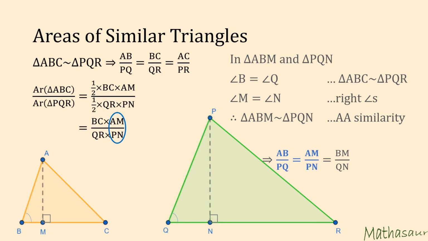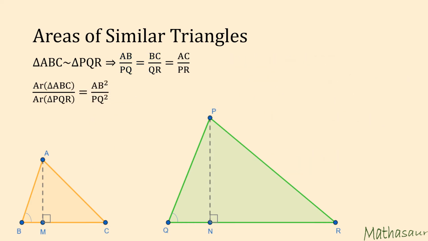Let us look at BC by QR now. Since the two bigger triangles are similar, we can say that the corresponding sides of the bigger triangles would also be in proportion. So AB by PQ would be equal to BC by QR. Now let us substitute the values of BC by QR and AM by PN, and we get the ratio of the areas of the two triangles as AB square is to PQ square.